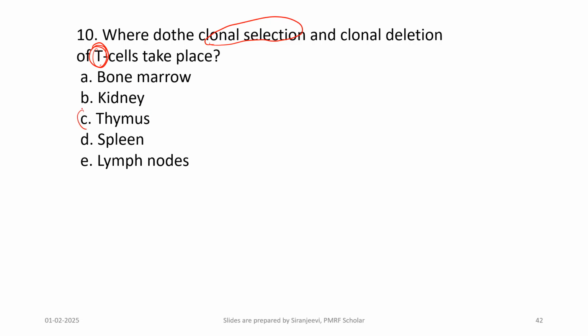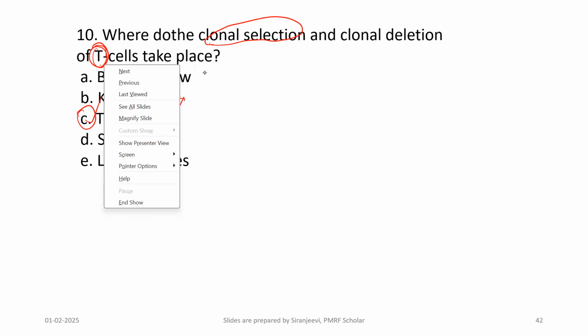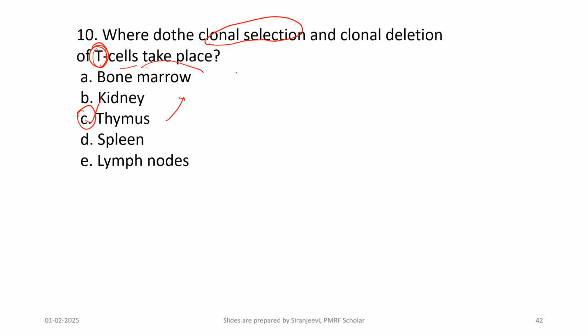Thymus. Yes, thymus. I told you, if a T cell detects our own antigen, then it cannot survive, so it will go for cell death. So the clonal selection happens in thymus. In lymph nodes we talked about germinal centers and everything, but we didn't talk about the clonal selection.